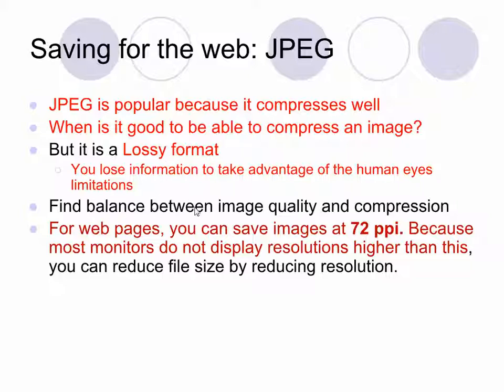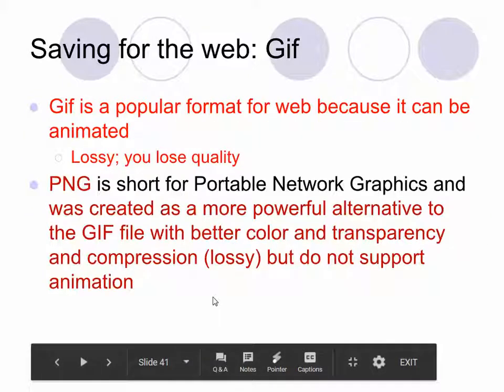When you save something as a JPEG, you can choose higher or lower quality based on what you need. If you're going to save something for the web, 72 ppi is good because that is as high a quality as your monitor can project anyway. And when you're saving something for a web page, you want the web page to load as fast as possible. Okay, so we learned about that.